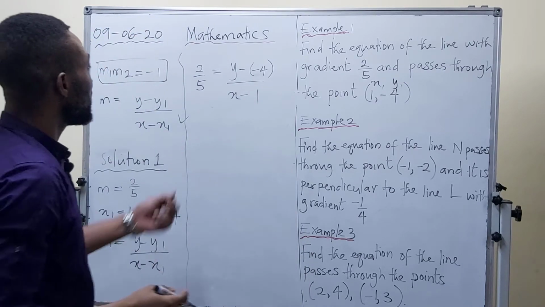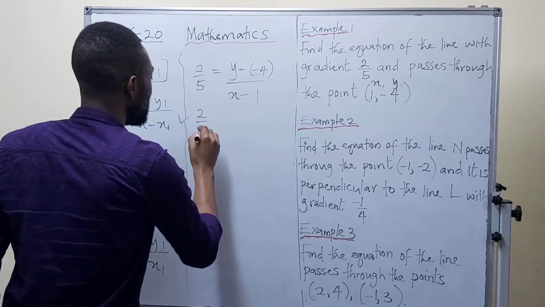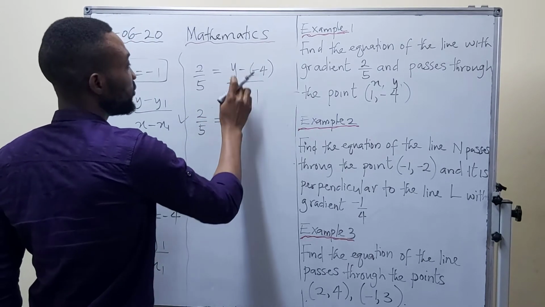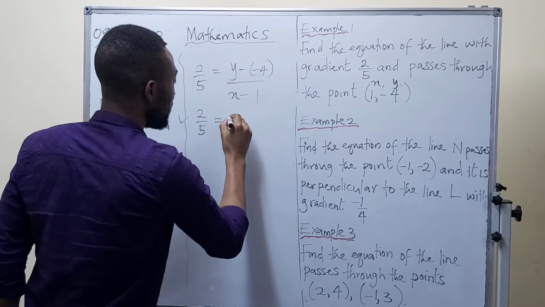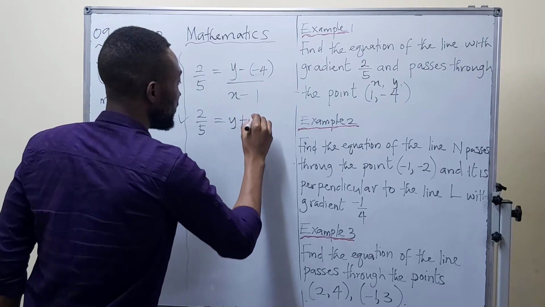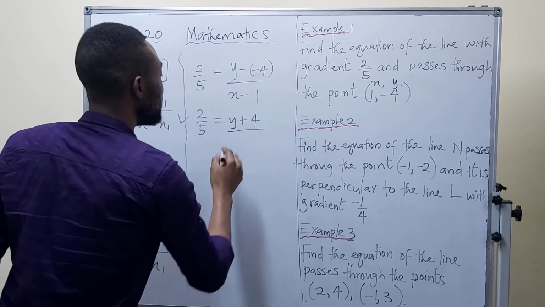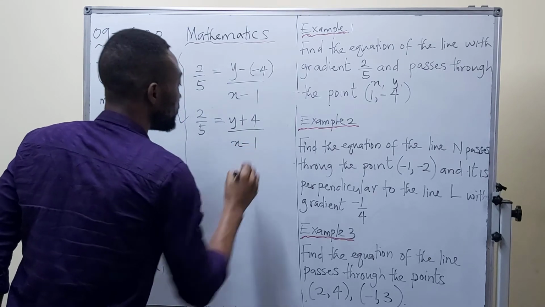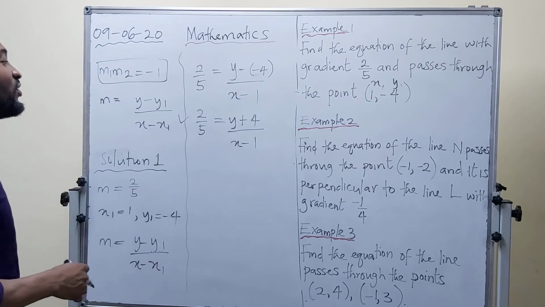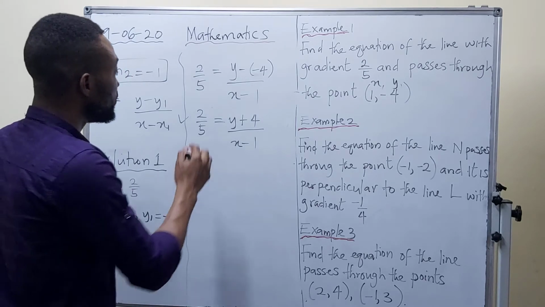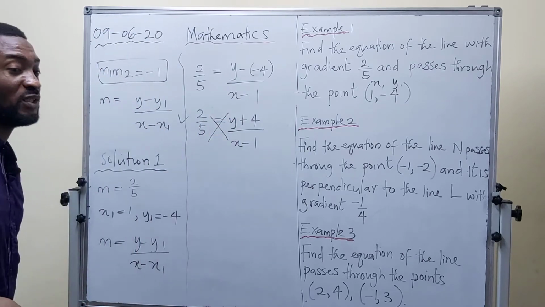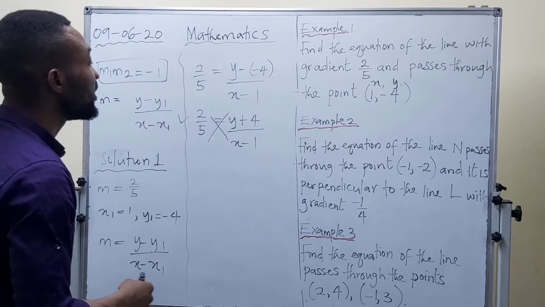So what I will need to do now, I still have my 2/5 here, which is equal to, I have to clear this for you to know, minus times minus. So we have y, and minus times minus will give me plus, so we have y plus 4 over x minus 1. I can easily cross multiply this to get my equation straight. I believe in Senior 2 you should be able to understand cross multiplication.